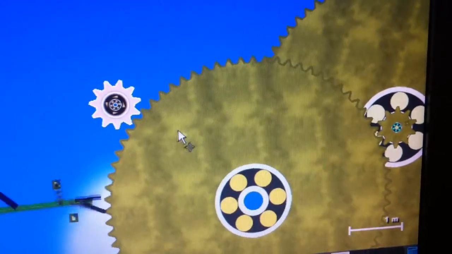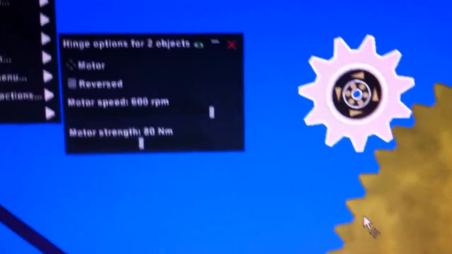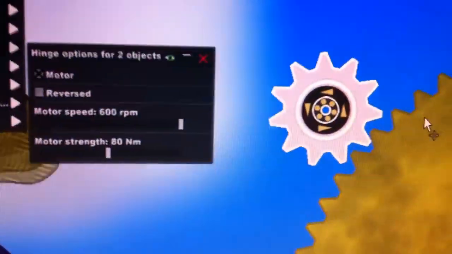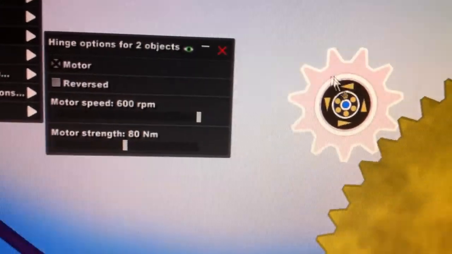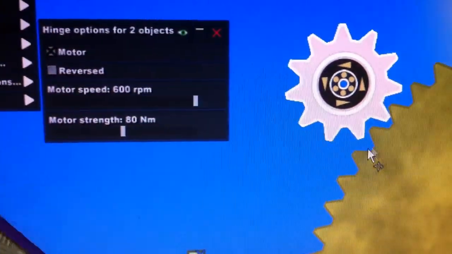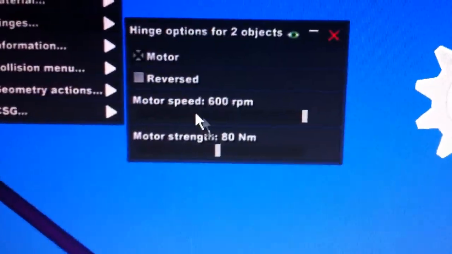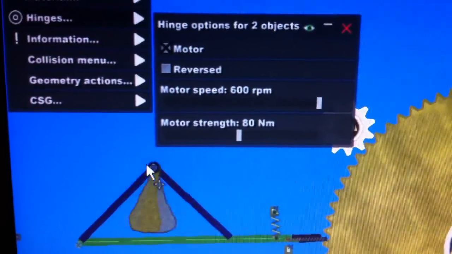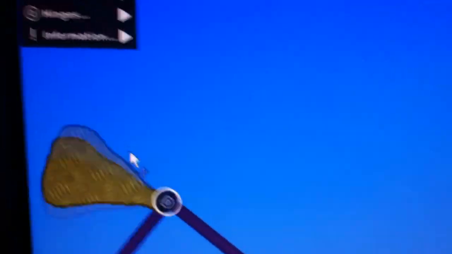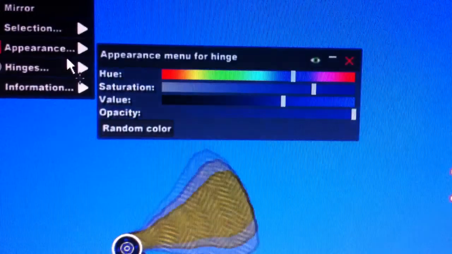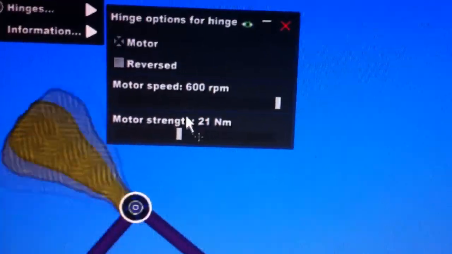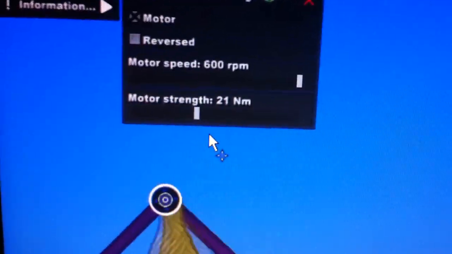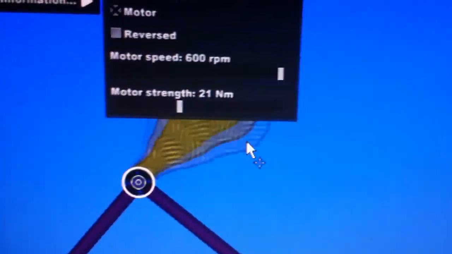So this gear is being pushed down. So that is proof of overunity in my book. This motor here, trying to turn the gears in one direction, set on a power output of 80 there, while this motor here is set on 21, swinging that pendulum.